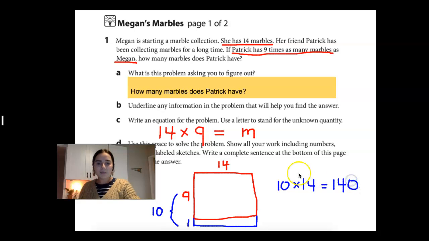All right? But that's not our answer because I added on that one strip of 14, I need to take it away now so that I can find the answer to 9 times 14. So I'm going to subtract 1 times 14 because that's the area of this blue shaded area. So 1 times 14 is 14. So I'm going to subtract that from 140.